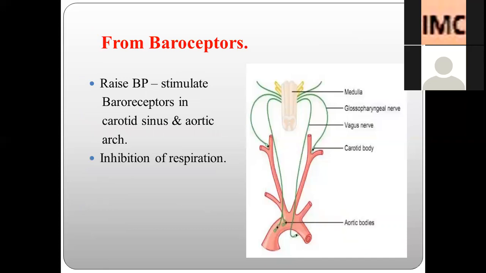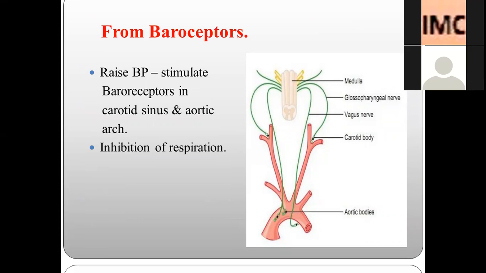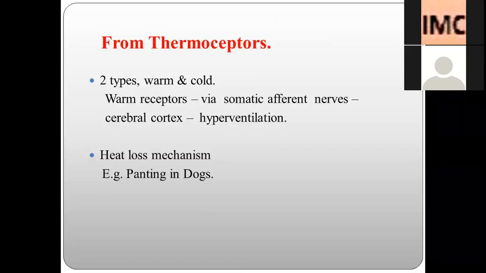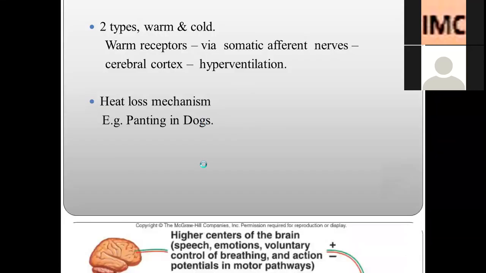Then we have baroreceptor activity also. Whenever there is a rise in blood pressure, there is stimulation of baroreceptors, and simultaneously there is inhibition of respiration. So this is how the baroreceptors also affect respiration. Then, via the somatic afferent nerves, warm receptor stimulation will reach the cerebral cortex and there will be a heat loss mechanism.